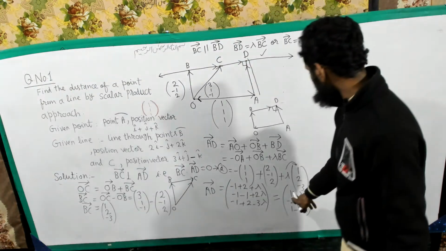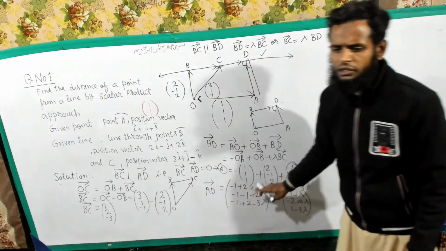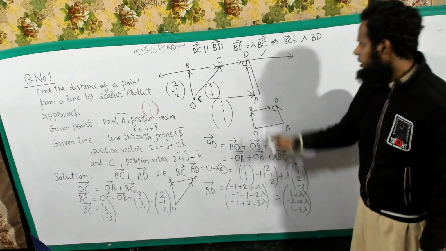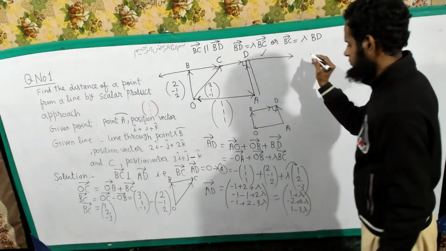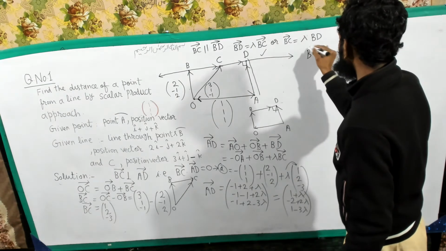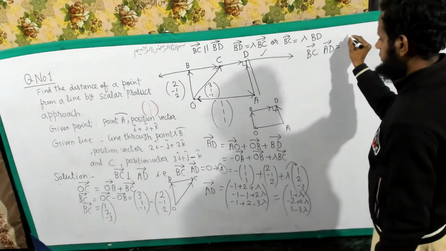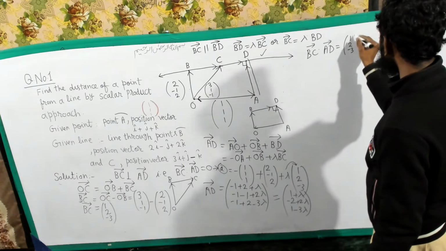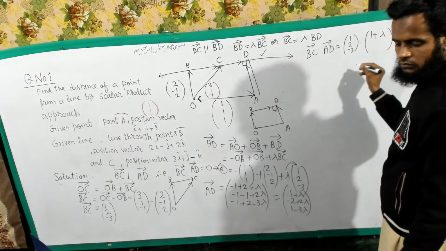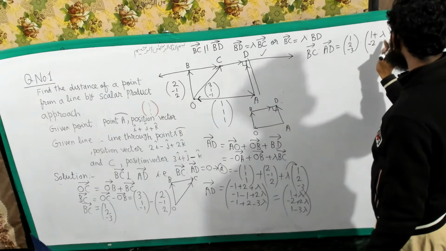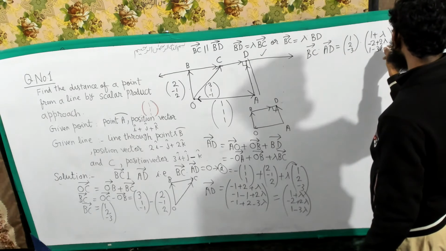First of all, we want to find the value of lambda. For this purpose, we take the dot product. We will take the dot product and find the value of lambda, put the value of lambda here, and we get this vector, and after this we take its magnitude by using the formula. BC dot AD is equal to, our BC is 1, 2, minus 3, dot 1 plus lambda, minus 2 plus 2 lambda, 1 minus 3 lambda.